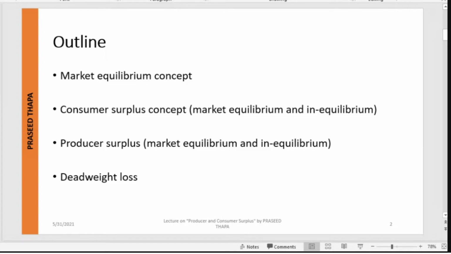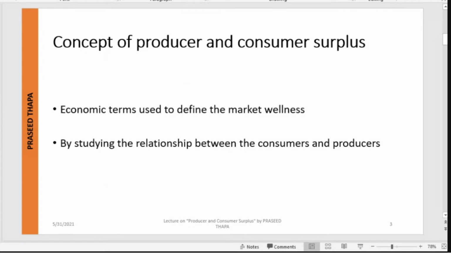Okay, having said that, now someone might be wondering what is that producer surplus and consumer surplus, under what topic are we going to be studying. Basically, this consumer surplus and producer surplus concept is an economic term, and it is just trying to define your market wellness. Okay, I will just explain in a minute, and then I will give you a chance to ask.